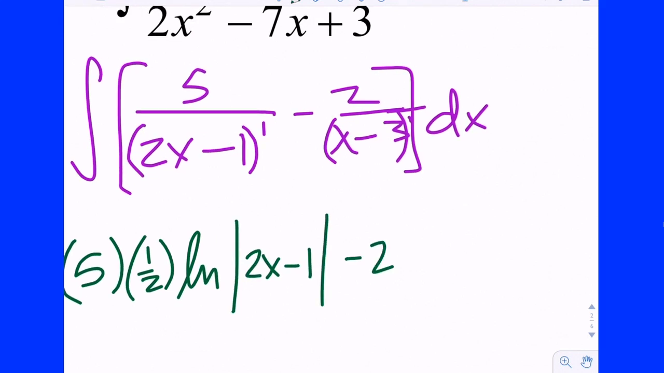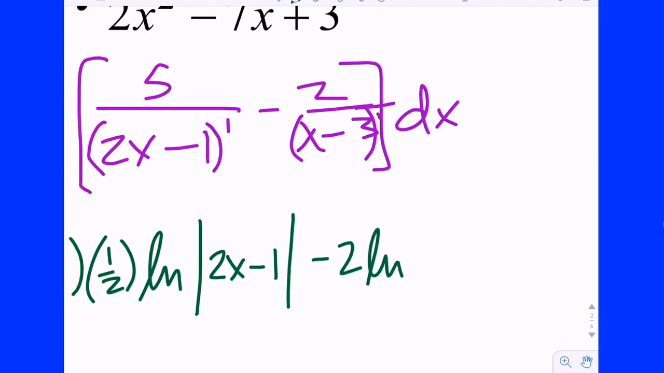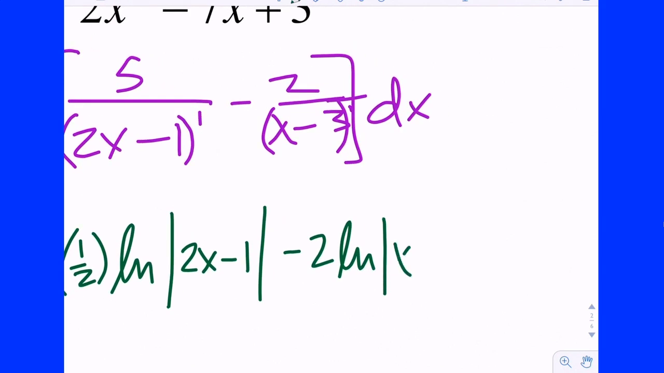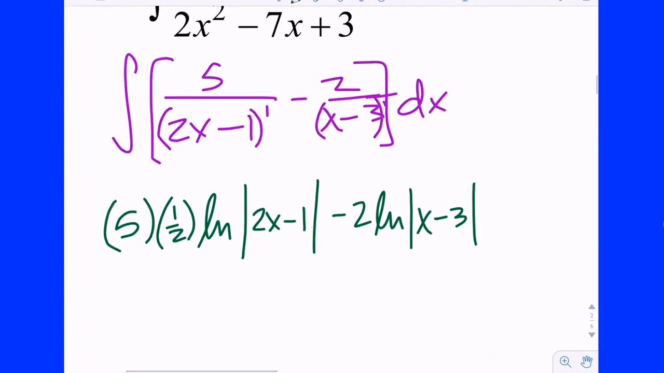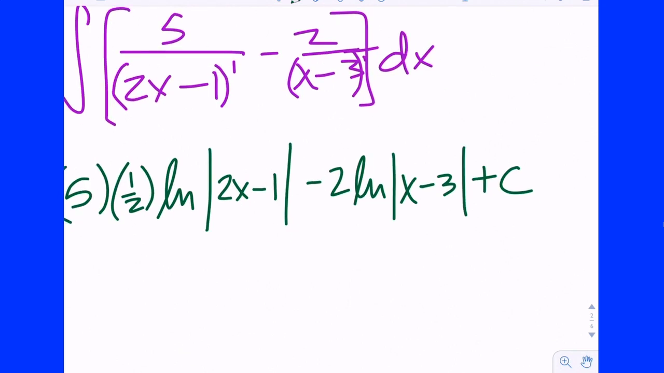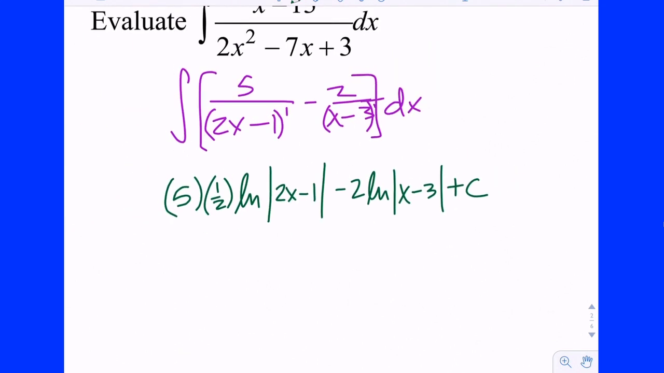Minus 2 in the next term goes along for the ride. What's the derivative of x minus 3? 1. So we have a correction of 1/1, or nothing. And it's the natural log of what, Nick? The absolute value of x minus 3. And we're done, right? Plus c. Good. Sweet. So, of course, you can simplify and call that 5/2.